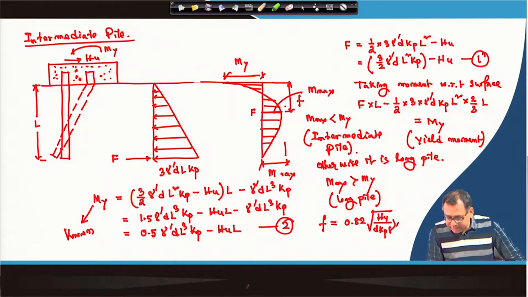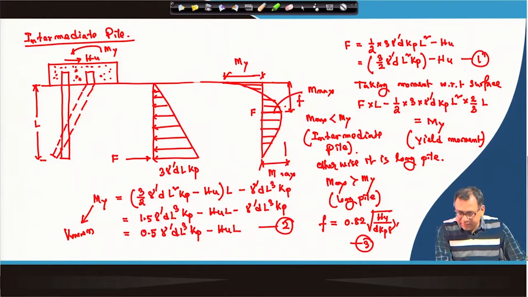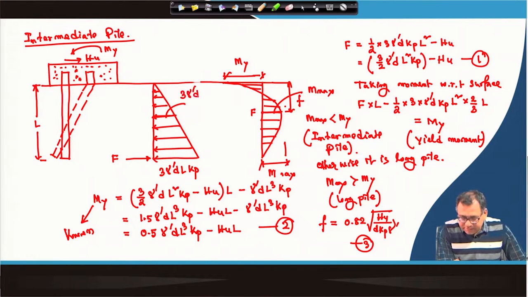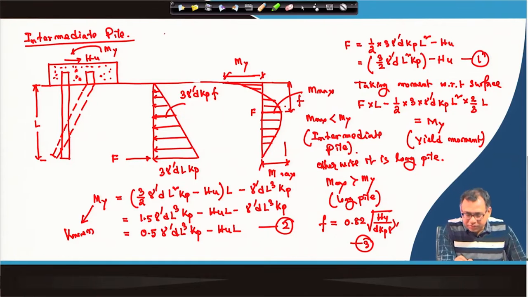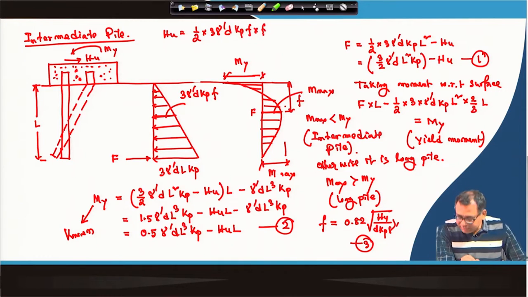Okay. So, how are we getting that? Because we get the f expression by equating this equation, because we took this value here, as we did for the free headed pile. So, this is nothing but 3 gamma dash d Kp into f. That force will be equal to Hu. So, Hu is equal to half into 3 gamma dash d Kp f into f. So, here we can write that f is nothing but 0.82 root over Hu by gamma dash d Kp, or this is the value.